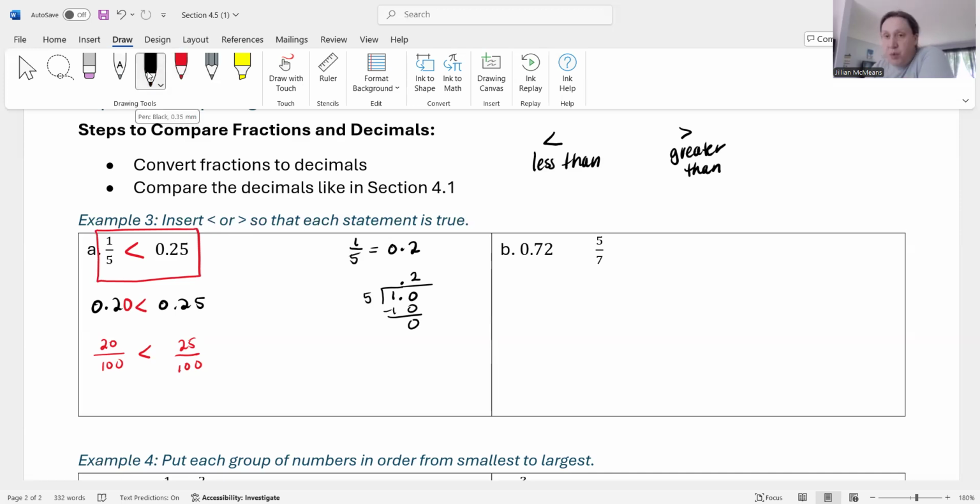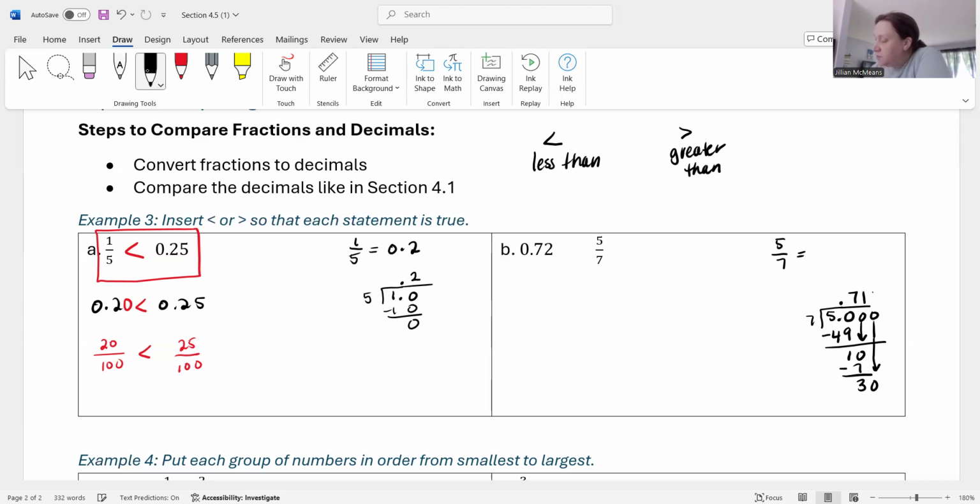So for part B, we have 0.72, and we want to compare it to 5/7. So let's figure out what 5/7 is equal to. Okay? So I want to take 5 and divide it by 7. Well, 7 doesn't go into 5, but if we add a decimal and a 0 and pull the decimal up into the answer, we can pretend that 5 is 50. So 7 will go into 50 7 times. 7 times 7 is 49. Okay? So let's see, 50 minus 49 is 1. So add a 0 and drop it down. 7 will go into 10 one time. 1 times 7 is 7, so I'm left with a 3.